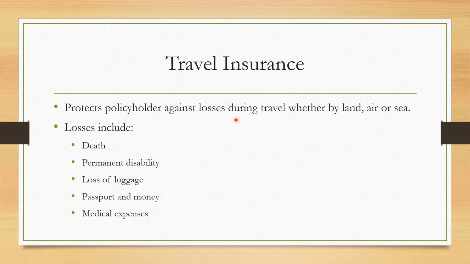Travel insurance. Travel insurance is to protect the policyholder against losses during travel, whether by land, air, or sea, and the losses may include death, permanent disability, loss of luggage, which is also one of them by the way, passport and money, and medical expenses as well.